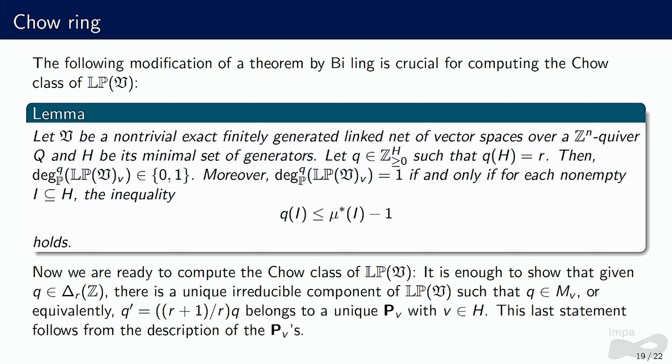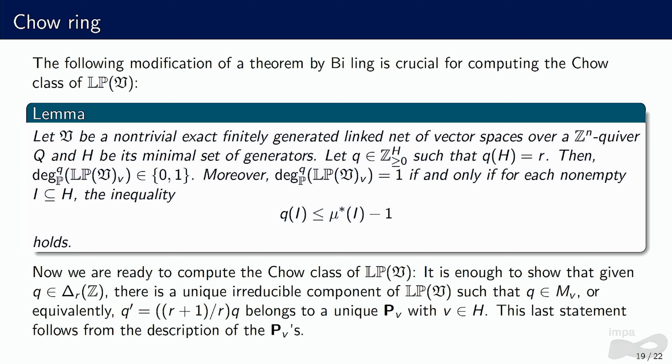So to compute the Chow class of the linked projective space, we have to modify a little bit the result by Brion-Lie. So we get this lemma, which essentially says that the multi-degrees of an irreducible component can be 0 or 1. Moreover, they are equal to 1 if and only if these inequalities are satisfied for each non-empty subset of H. Sadly, this description is not polymatroidal. This function may fail to be submodular, so we don't really know how to describe this in terms of polymatroids, even though we know that the set of multi-degrees is a polymatroid.